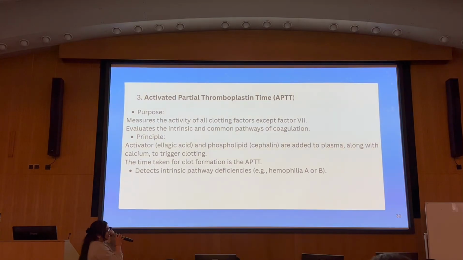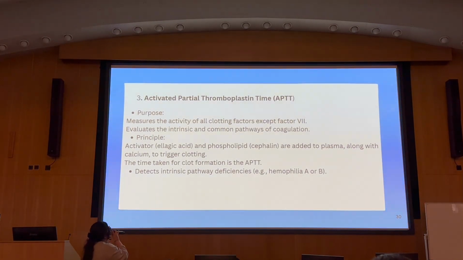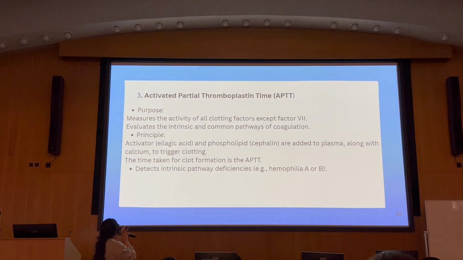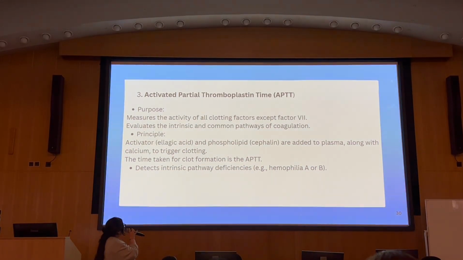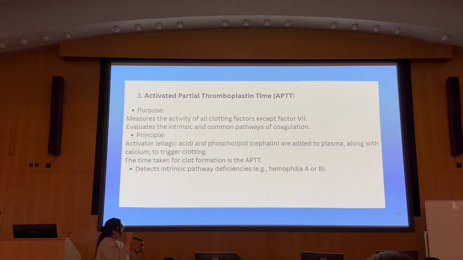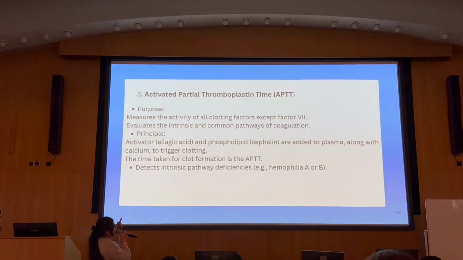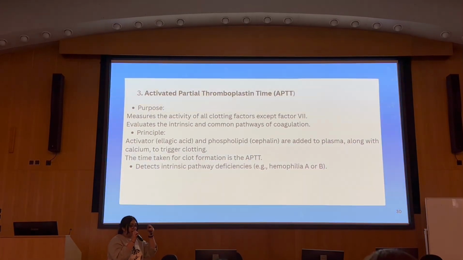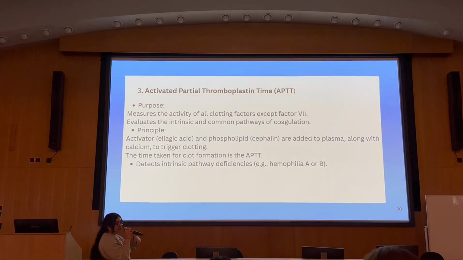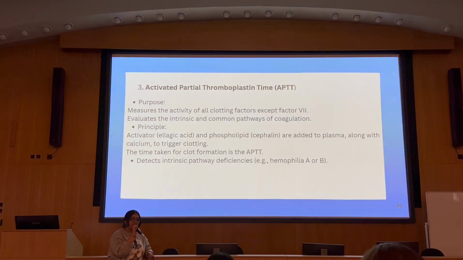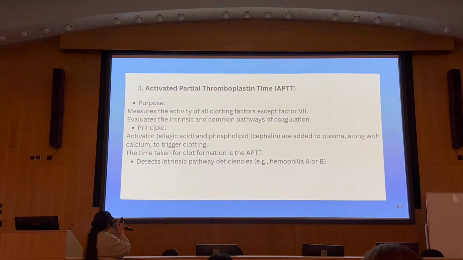Then we have the very important activated partial thromboplastin time, APTT. The keywords you have to remember: the activator, which is ellagic acid, and phospholipid, that is cephalin, are added to the same venipuncture blood you collect, along with calcium to trigger the clotting. In this procedure as well, you collect the blood in a test tube, add these substances, and wait for the blood to clot. It usually takes around 30 to 40 seconds. That's what you'll be measuring in APTT.